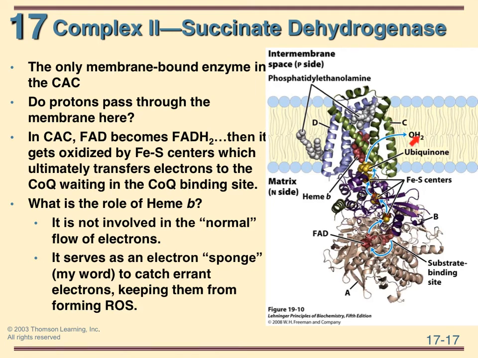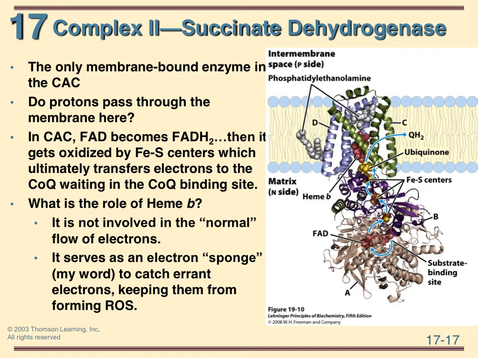And so once again, we've made QH2. Ultimately, QH2 travels on to complex 3, just like the QH2 that was made from complex 1. It never, ever goes from complex 1 to 2 to 3 to 4. It's always going to go 1, 3, cytochrome C, 4, or technically 2, 3, cytochrome C, 4.